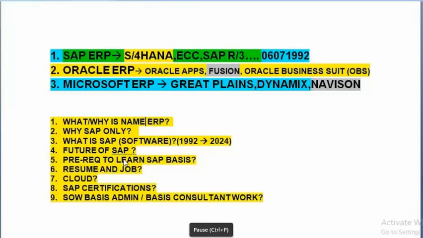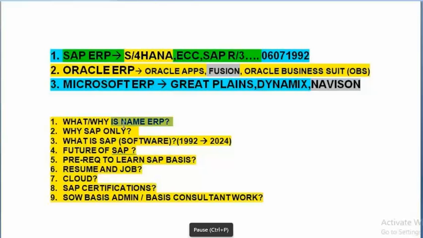You have to say SAP ERP, Microsoft ERP, Oracle ERP, PeopleSoft ERP, JD Edwards ERP, BaaN ERP. Hundreds of ERPs you have in the world. Even Tally claims itself to be an ERP. Everything is ERP, ERP, ERP. Why is the name ERP given to software? That is the first question that has to come to your mind.